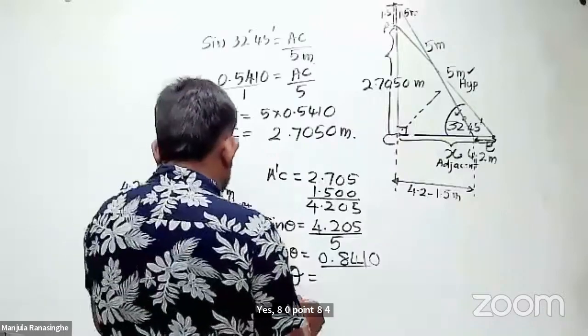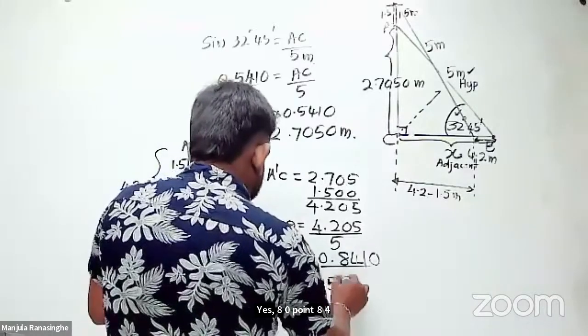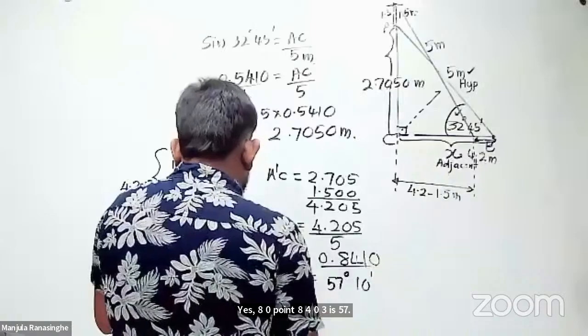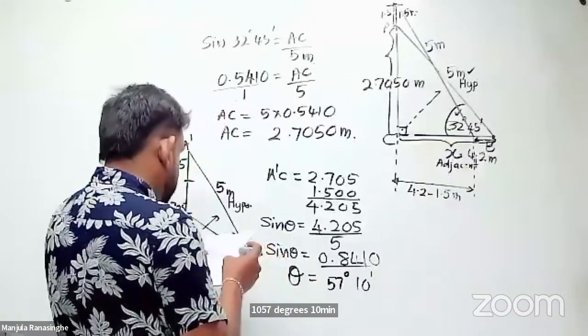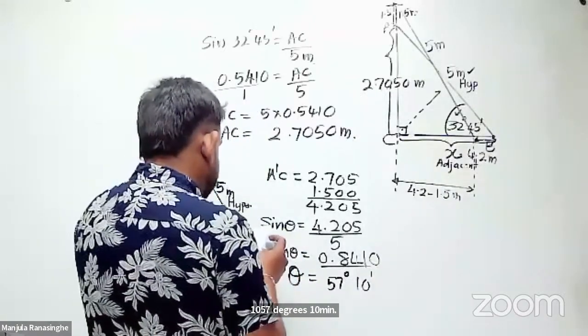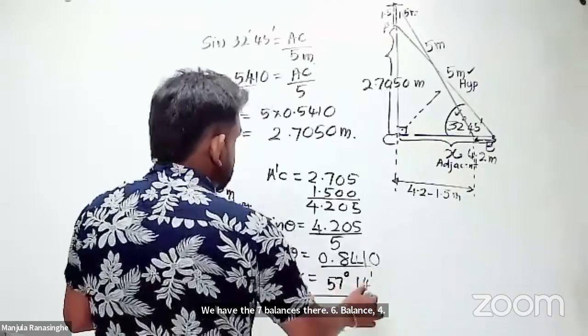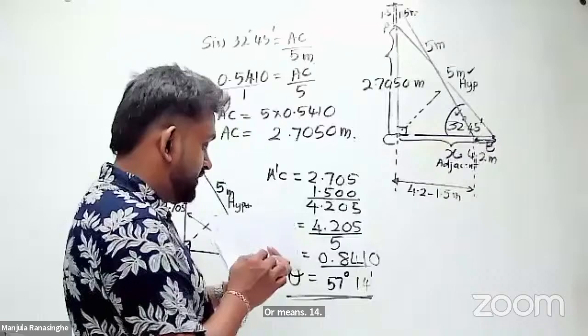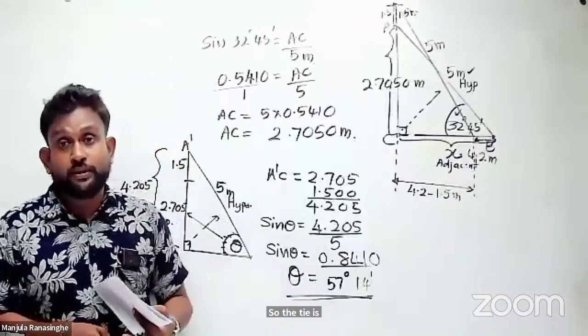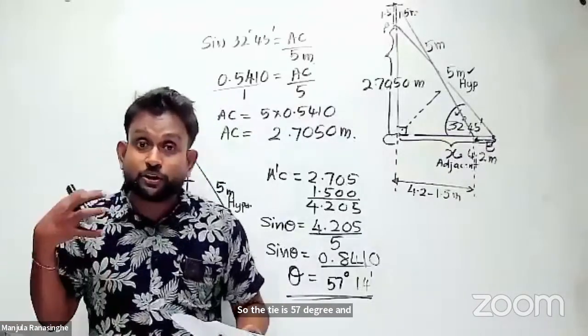0.8403 is 57 degrees 10 minutes. Then you have balance 7, where the 7 balance is there, 6 balance 4. 4 means 14. So theta is 57 degrees and 14 minutes.